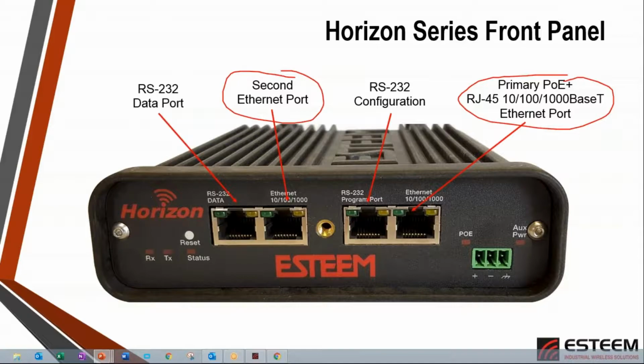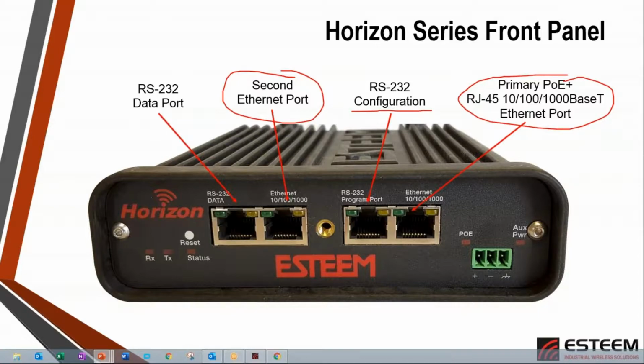The RS-232 data port has special use characteristics, primarily for legacy hardware, those types of controllers that do not have a communication interface at an Ethernet port yet. This allows the Horizon series to be put into a wireless communication network, and we can support both the legacy RS-232 data and Ethernet at the same time. The first thing we'll concentrate on, though, is this RS-232 configuration port.